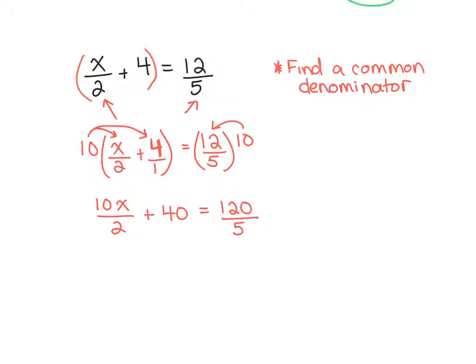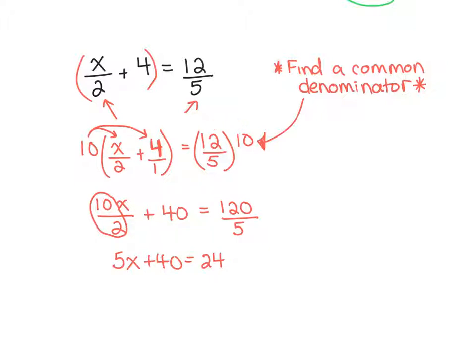So I multiplied both sides by 10. And what's going to happen now is we're going to reduce all our fractions. So see this 10 over 2 here? 10 divided by 2 is actually just 5. So that becomes 5x plus 40. And then 120 divided by 5 turns out to be 24. So you can see that when we find a common denominator, like 10, and we multiply both sides by that, it actually gets rid of our fractions for us.